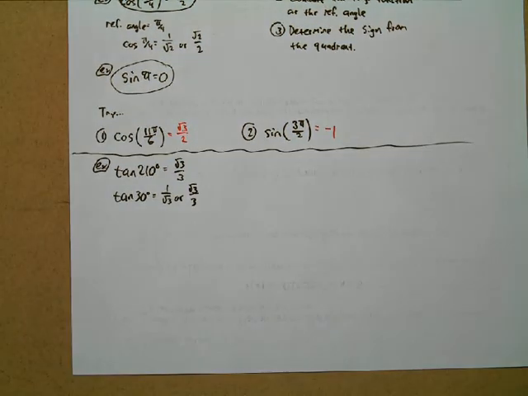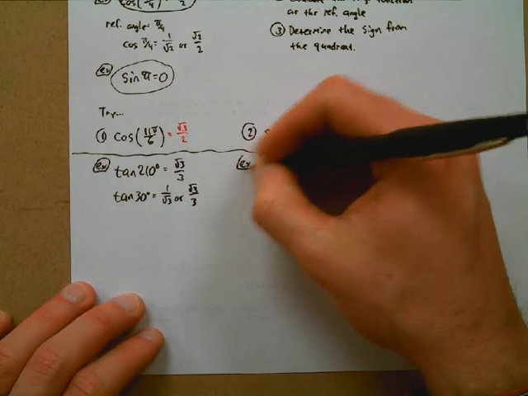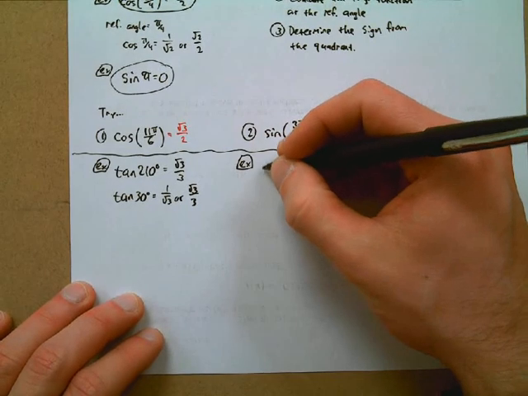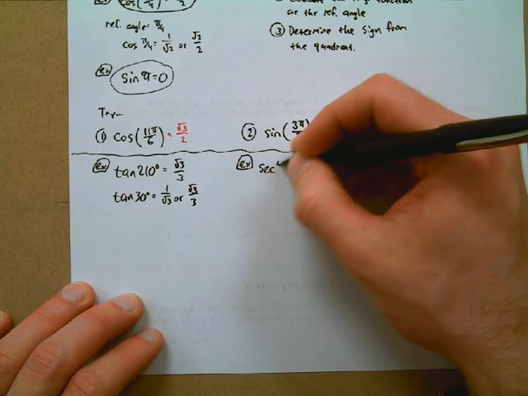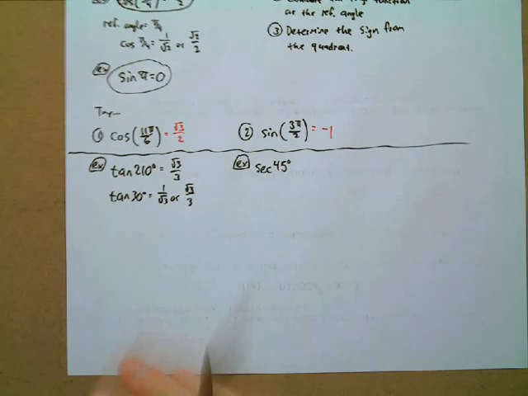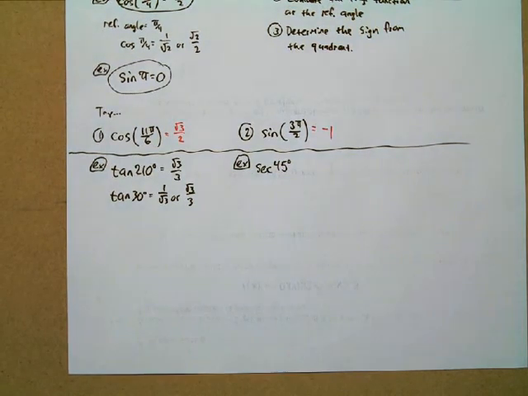So there's how we can do tangent. How about secant of 45 degrees? These are brand new ones, right? Has anyone seen these before prior to pre-calc? You guys have seen these before? Okay, some of you have, some of you haven't.